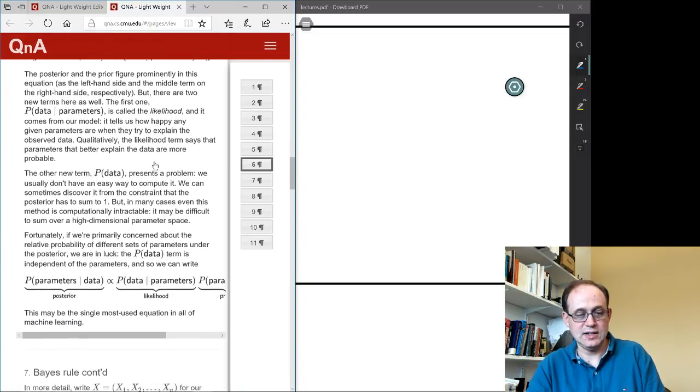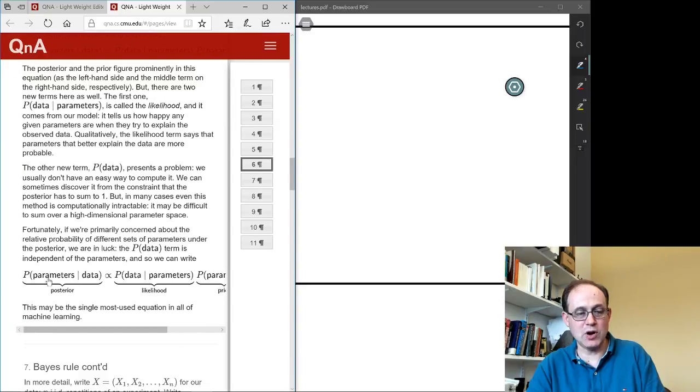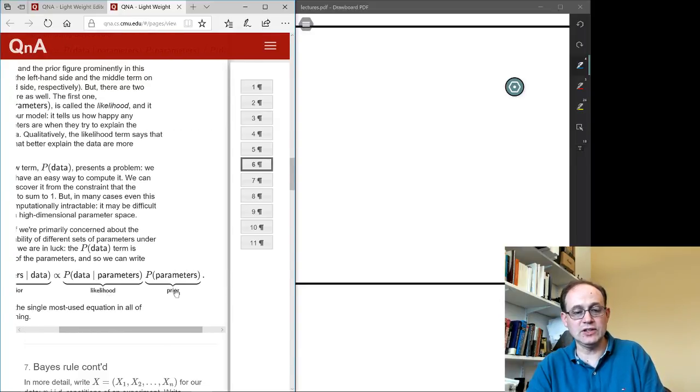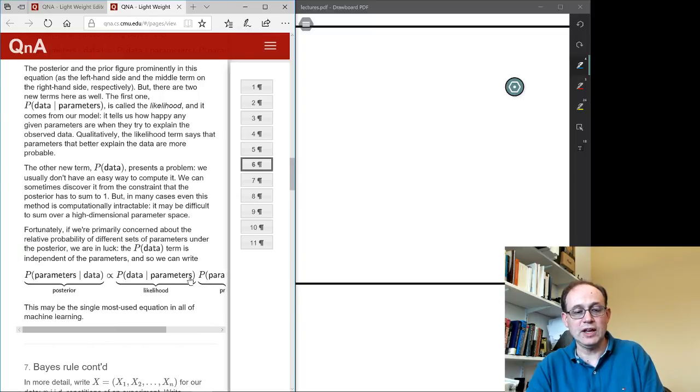All right. And so what that gets us is that the probability of parameters given data, the posterior, is proportional to the likelihood times the prior, the data given parameters and the probability of the parameters. And this is a really important equation in machine learning. It's basically how you update your belief about your parameters given evidence.